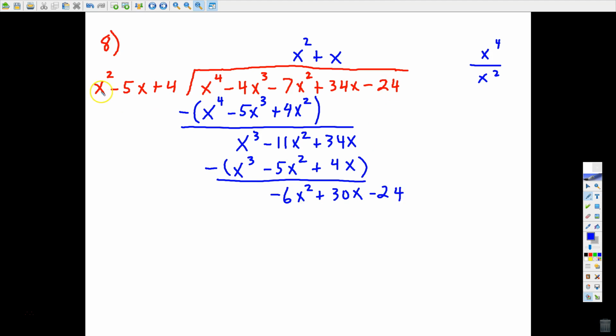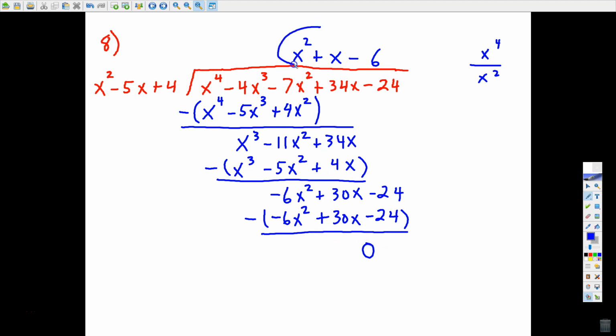And let's do it one more time. x squared, this time into negative 6x squared, goes negative 6 times. And now multiply negative 6 times each one of these. Negative 6 times x squared. Negative 6 times negative 5x. And negative 6 times 4. And you can see when we subtract, once again, we get a 0 remainder, so this ends up being the final answer. That's number 8.